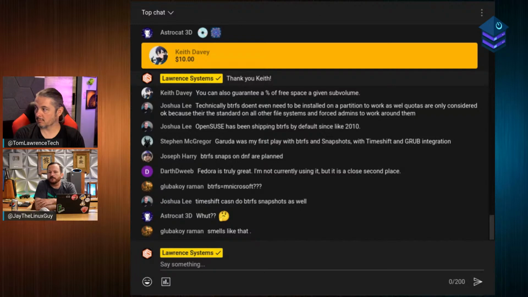Will Canonical go to ButterFS? I don't know. We have OpenZFS now, and I'm almost wondering if OpenZFS is just going to make it all that much harder for ButterFS to even be implemented. But when it comes to Pop!_OS, yeah, they're built on Ubuntu. They're not beholden to Ubuntu, though.